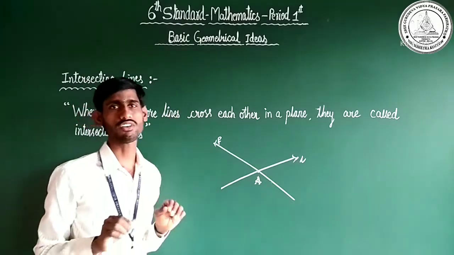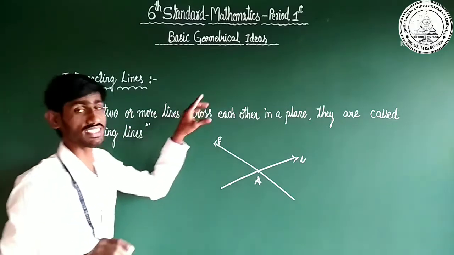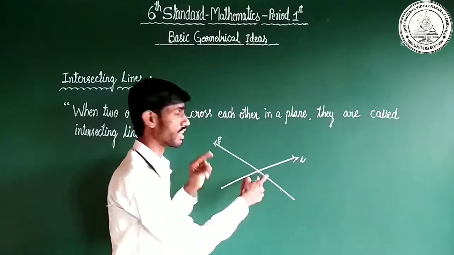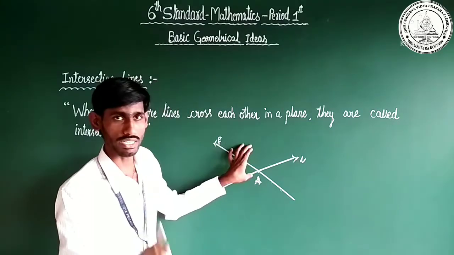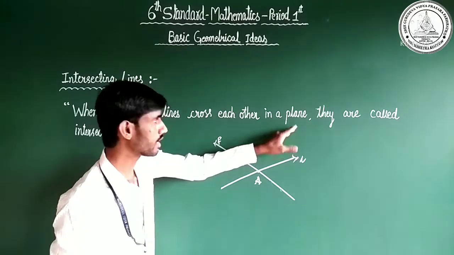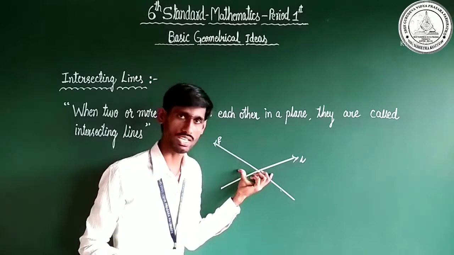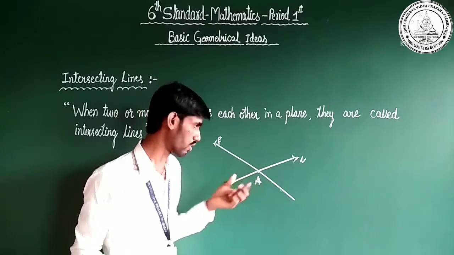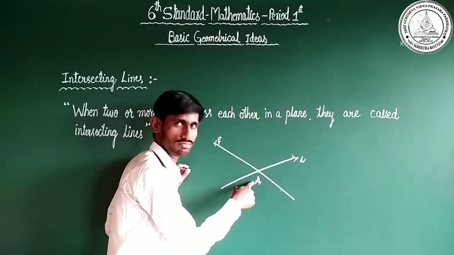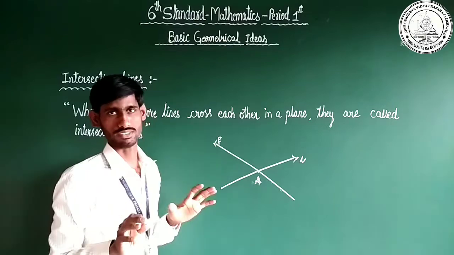What is the definition of intersecting lines? When two or more lines cross each other in a single plane, at a single point, they are called intersecting lines. These two lines we call intersecting lines. So line L and line P intersect in a point A. Dear children, L and P are intersecting lines.